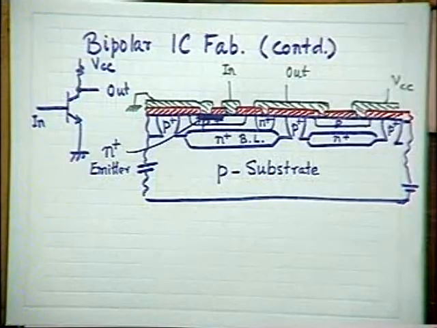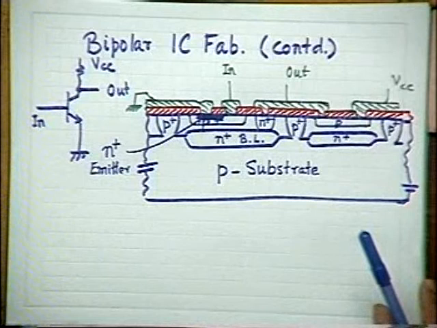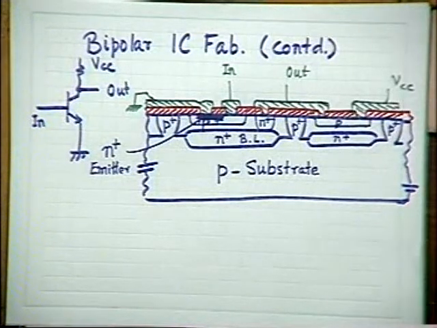Thank you. So we are continuing with our discussions on the bipolar IC fabrication. I have mentioned the steps involved in the fabrication, and now I am showing you the illustration of the chip cross-section after the fabrication is over. Okay? This is the chip I want to realize.